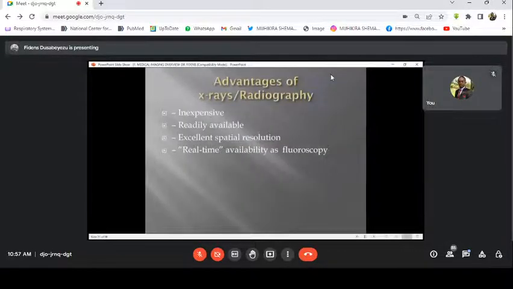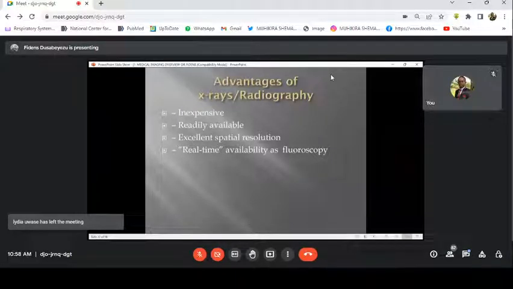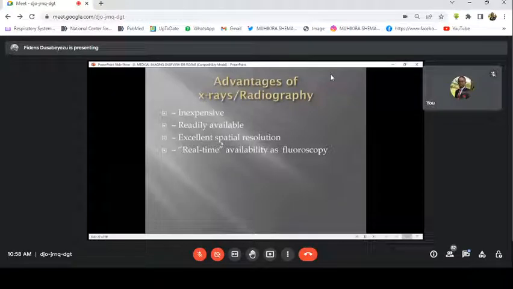So now, what are the advantages of X-rays or radiography? For number 1, I have said already, it is inexpensive. I told you there are radiographic machines everywhere in the country, private and public hospitals, districts, they have X-ray machines. So it is available. It is inexpensive. And the third, number 3, is excellent spatial resolution. Spatial resolution, you have to understand this. Conventional X-ray has better spatial resolution than CT scan.